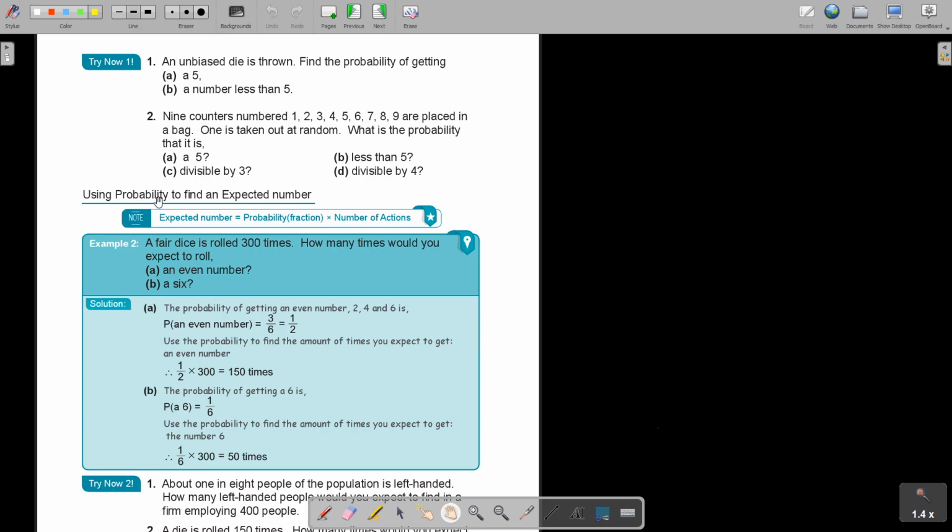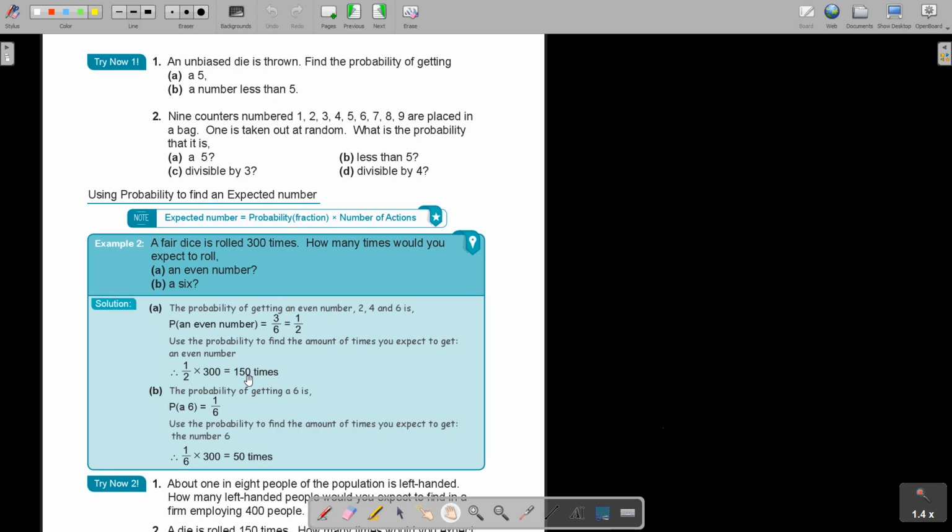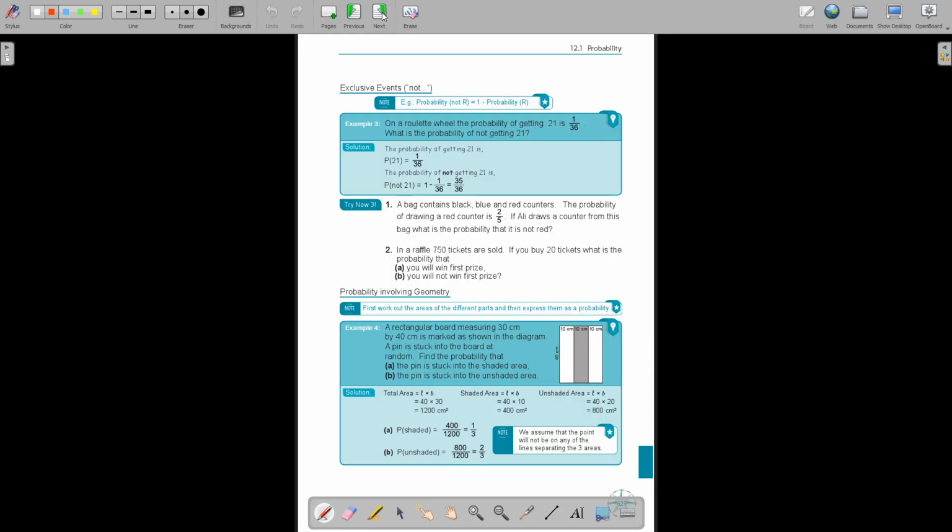Okay, so using probability to find an expected number. Now they will give you the probability, and they will say a fair dice is rolled 300 times. How many times would you expect to roll an even number? So you must first see what the probability of an even number is. It will be 2, 4, and 6, so it's 3 out of 6. It's a half. And then you just use that probability and multiply it by 300. And 150 times, you will get an even number. And the same for a 6, but there's only one 6 on the dice. So it's 1 out of 6 times 300, so it's 50 times. And that's how you use probability.